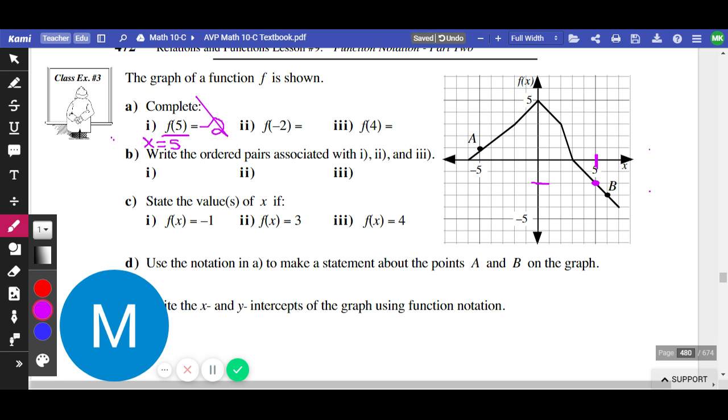So as long as you remember, function notation is a way of giving inputs and outputs, you can apply that input to a graph pretty easy.